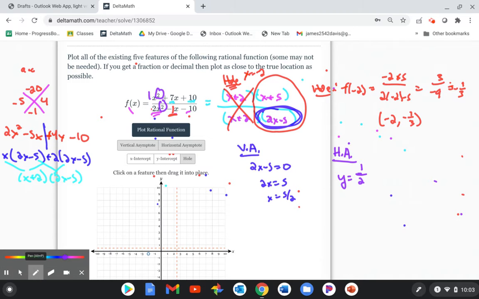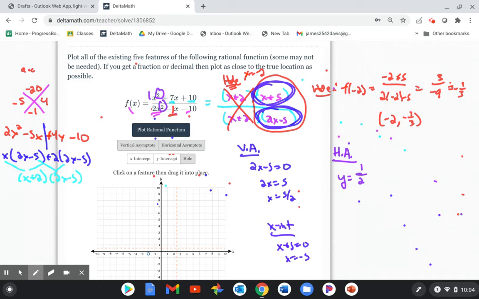Okay, next one, x-intercept. That's when we want the zeros of the numerator that are not zeros of the denominator. But we already have it factored, so it's just whatever's left over up there. x plus 5 equals 0, so it's x equals -5. So we click on x-intercept. It's right here. x equals -5 there.